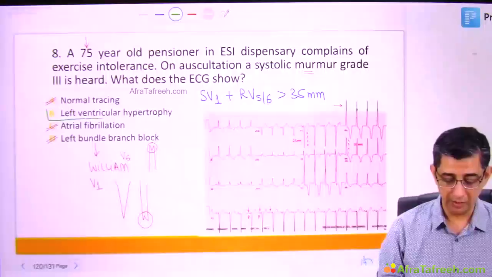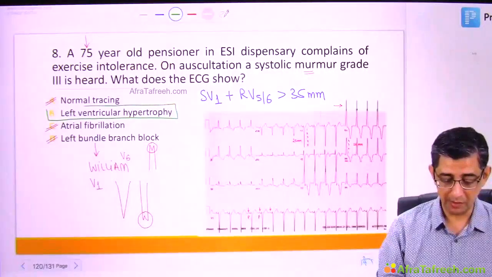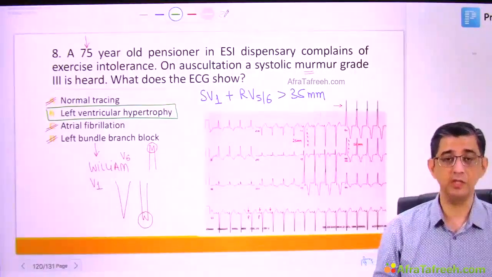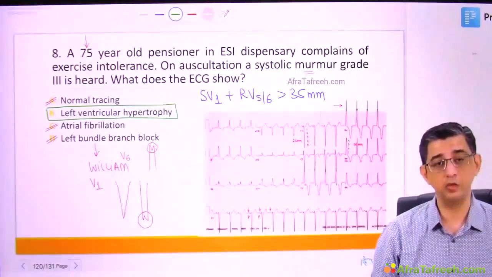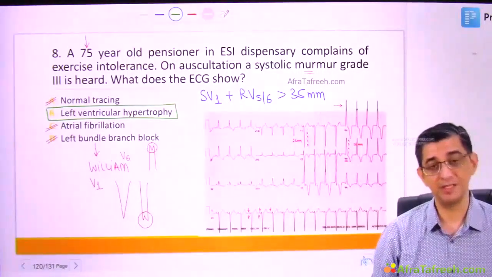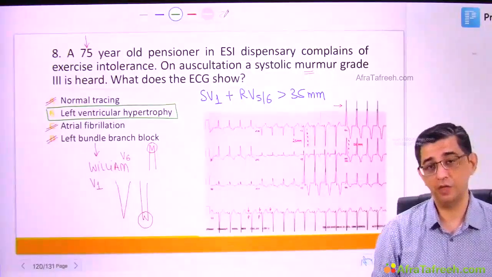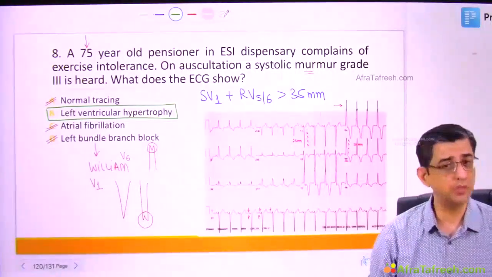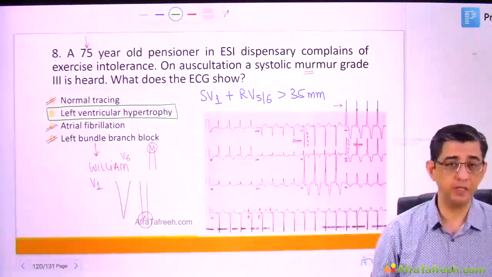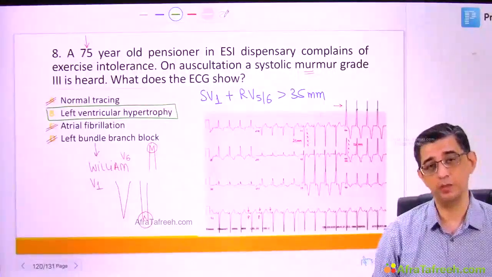What I would like to highlight is that even if you are not interpreting the ECG, even if you don't know the ECG criteria for LVH, this question can still be solved only on the basis of theory. The parameters are the age of the patient, symptoms of the patient, exercise intolerance, and then valvular obstruction will definitely contribute to a systolic murmur, and the intensity of the murmur will rise and then decrease. So we call it an ejection systolic murmur.